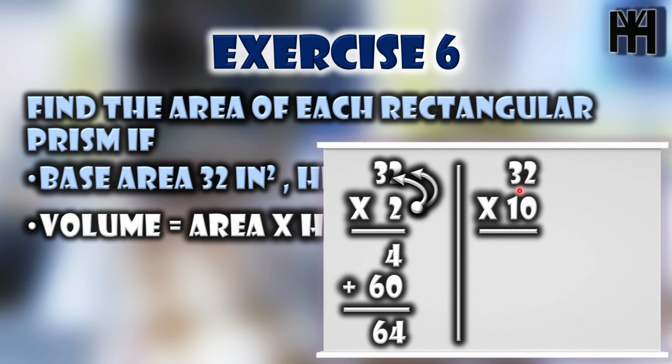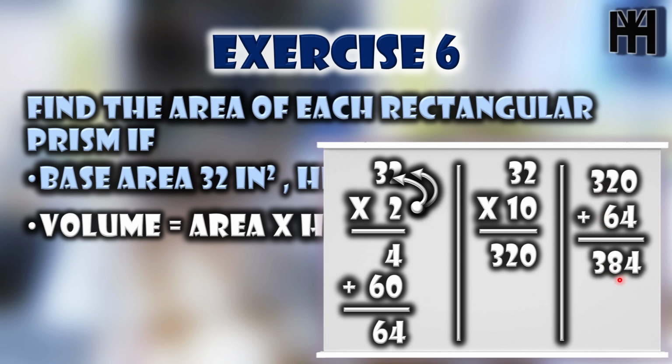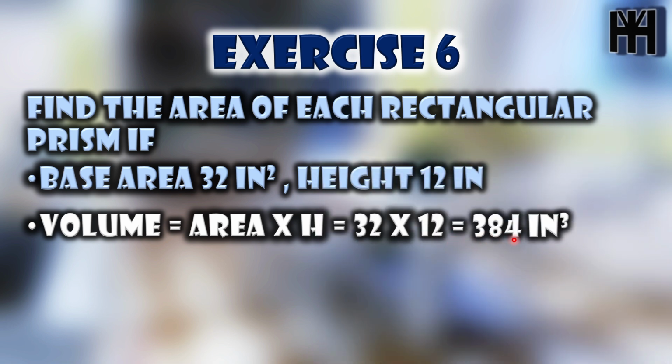Then 32 times 10. It's easy, 32 times 10. So we'll just add 0 to it. So it's 320, and add these two numbers, 64 and 320. So 4 plus 0 is 4, 2 plus 6 is 8. So it's 384. So the answer will be 384 inch cube.